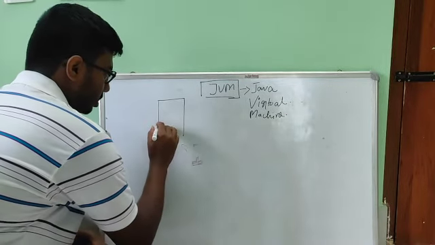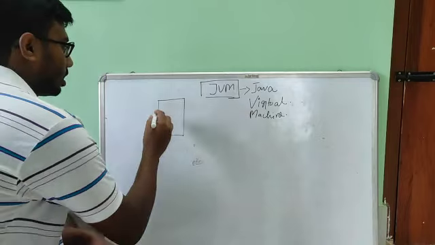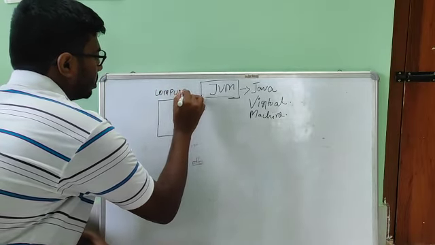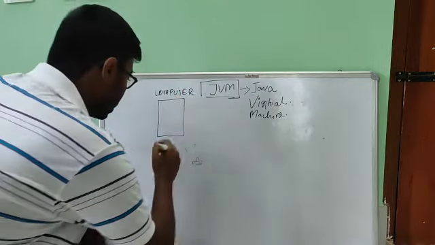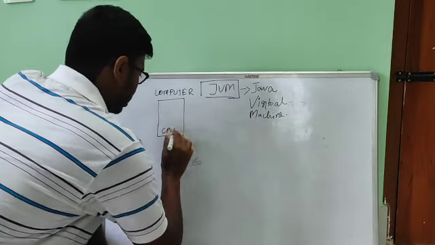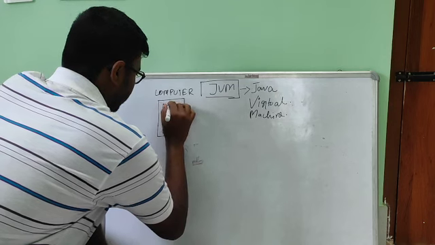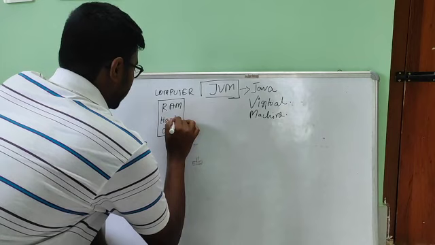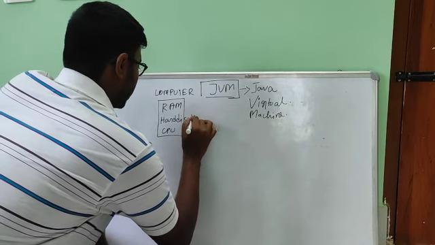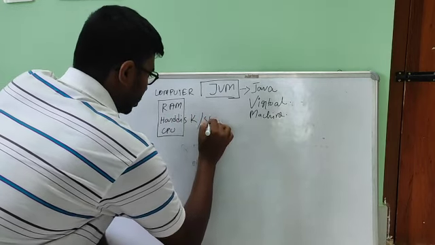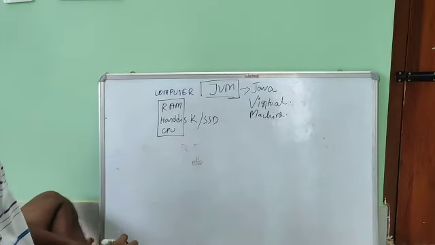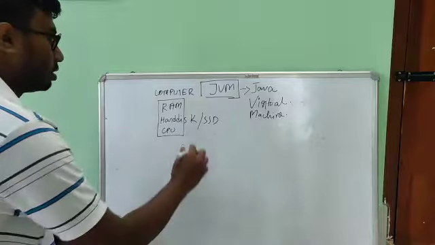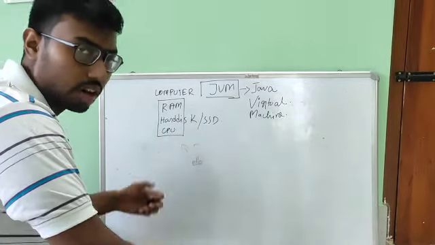Suppose this is your computer. There are a lot of resources such as CPU, RAM, hard disk, SSD, any kind of things. A lot of things are there in the computer, right? This is the home. So JVM is what? It is a virtual machine.